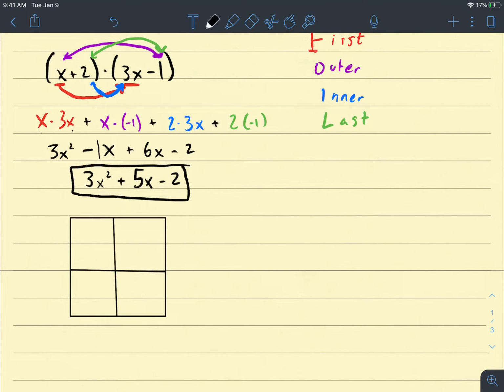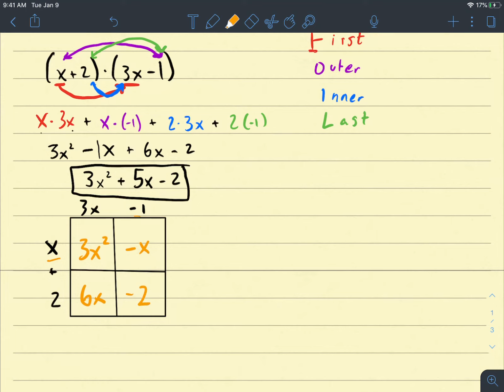All right, so we're going to have x plus 2 over here, and we're going to have 3x minus 1 here. All right, and all you're going to do is multiply x times 3x. What's that? That's going to be 3x squared. All right, and next up, we're going to do 2 times 3x, which is going to be 6x. Right? And then we're going to repeat the process. X times negative 1, that's going to be negative x. And 2 times negative 1 is going to be negative 2.